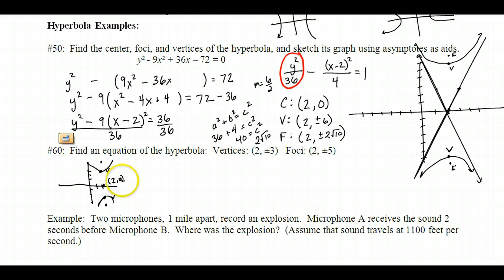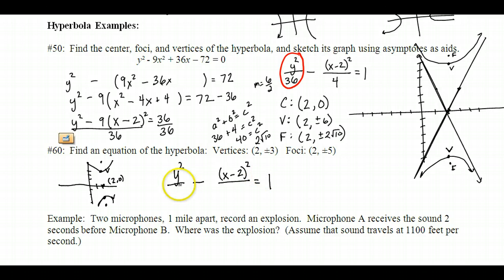Well, for your y, your center is just at 0, so that just stays y squared. It's divided by something. I'll fill that in a second. Minus x, our center is 2, so it's going to be x minus 2, that quantity squared. And I know that this has to equal 1. Don't forget to set it equal to 1. We're writing the equation, so you better have an equal sign in there.